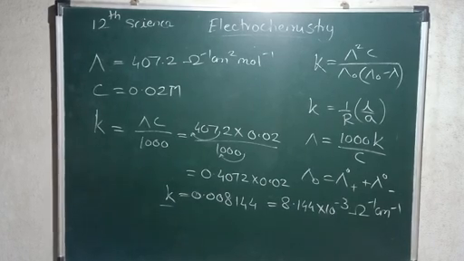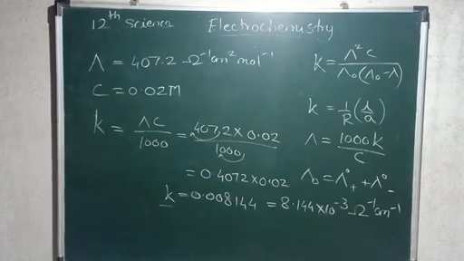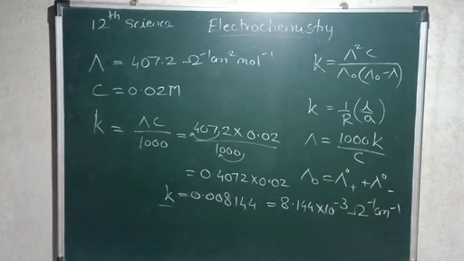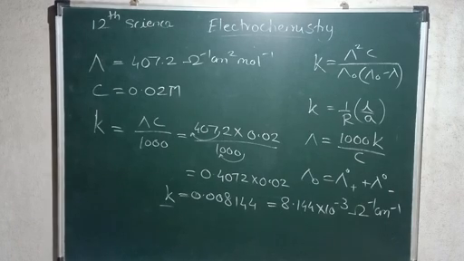If the electrodes of the conductivity cell are 0.7 centimeter apart, and the area of cross section of the electrode is 0.82 centimeter square, what is the molar conductivity of the solution at 25 degrees Celsius?